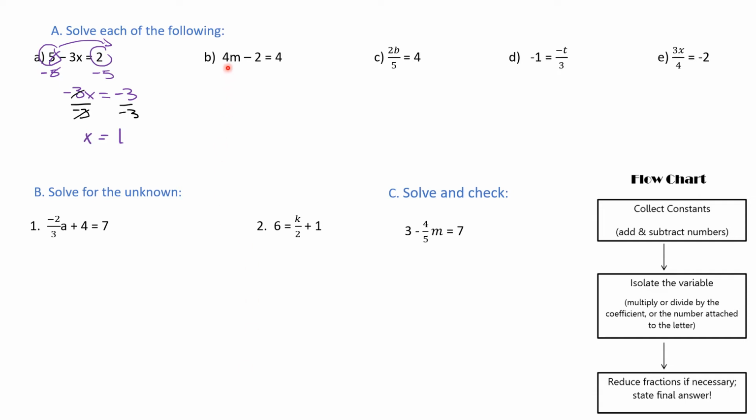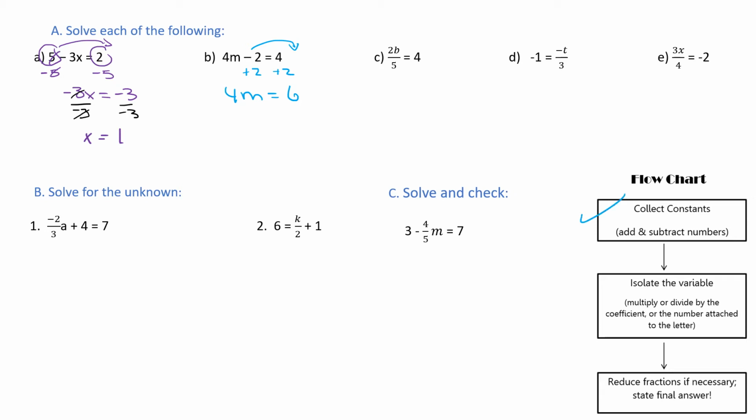Part B, 4m minus 2 equals 4. First we collect the constants. That -2 is a constant, that 4 is a constant, that 4 is not. That's a coefficient. So I'm going to collect these two together by performing the opposite operation. I want to get rid of this -2 and move it over because I want to eventually isolate my m. I need to bring the -2 over to this side, and I do that by adding 2 to both sides. That leaves me with 4m equals 6.